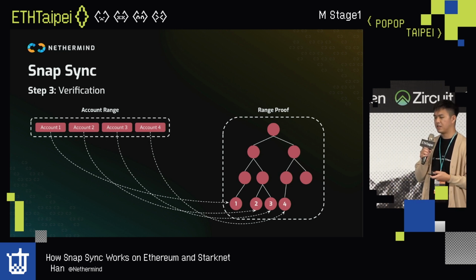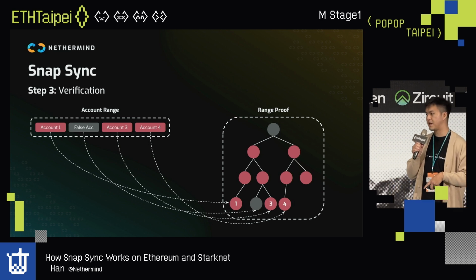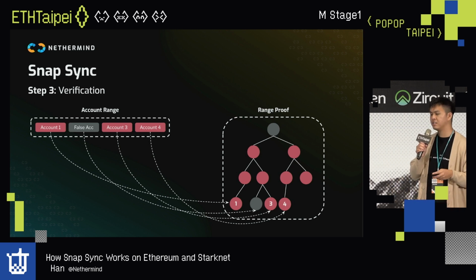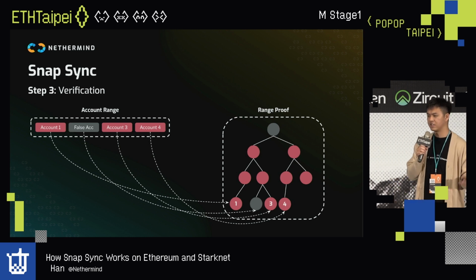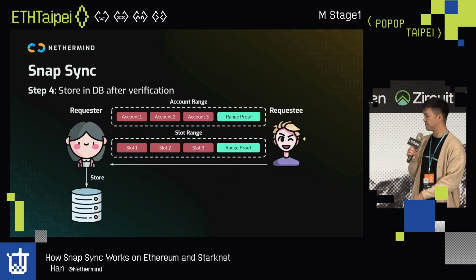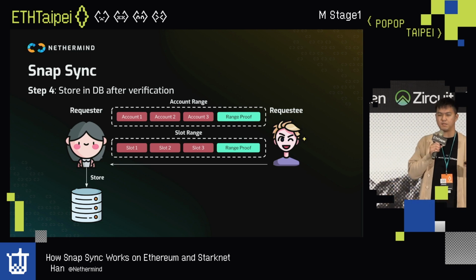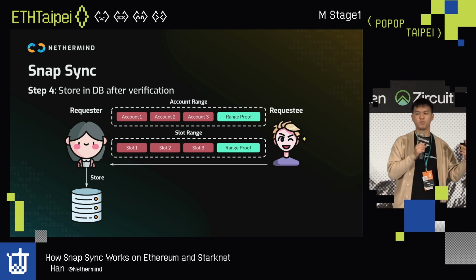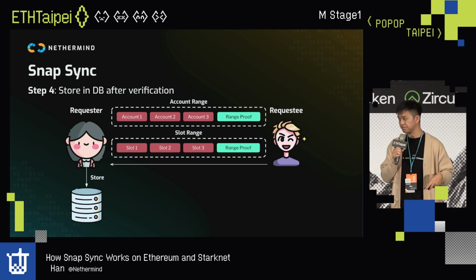So what happens if one of the values is false? You basically get a mismatched root hash. So what will happen is you will reject this range, you will reject this response, and you would probably ban this peer because it sent you a false range. So that is a very simplified version of a range proof. After verification, if it's correct, the requester will simply persist the range into the database, and this process would repeat until all of the ranges have been downloaded.